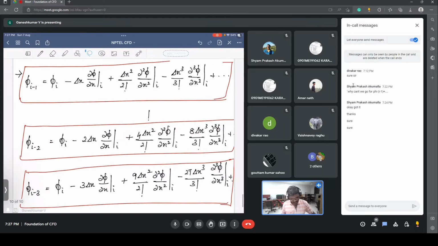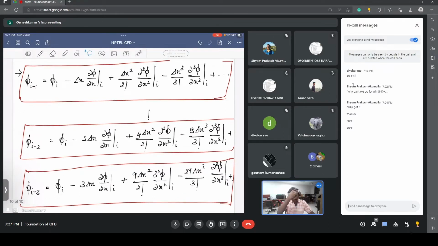So here you can see we have three equations for three nodal points in terms of phi I and derivatives at phi I. So what is our interest? Our interest is to find the first order derivative, right? That is our goal. We need to find that. So we can rearrange the equations, we can add, subtract, and we can end up with some scheme.